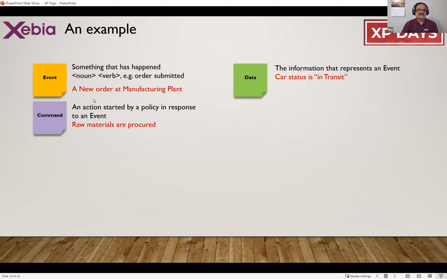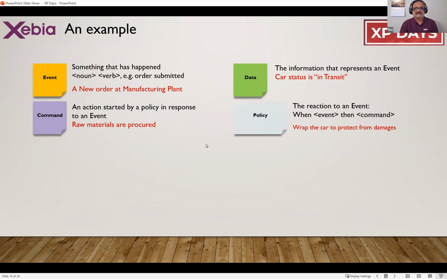Then command. So a new order came. What is the next thing I should do? Procure raw materials. What is the policy? When the car is about to be loaded, you should protect it, right? You should protect it. Policies, right? So if it is a premium vehicle, you offer something like that.